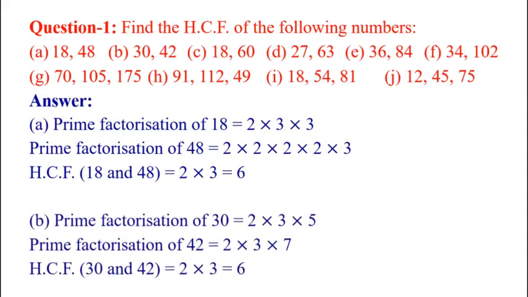Next we have to find the SCF of 30 and 42. So prime factorization of 30 is 2 into 3 into 5 and prime factorization of 42 is equal to 2 into 3 into 7. So SCF of 30 and 42, that is the highest common factor between the two numbers, is 2 into 3, which is 6.